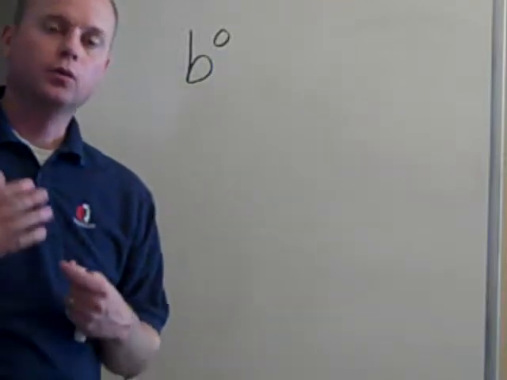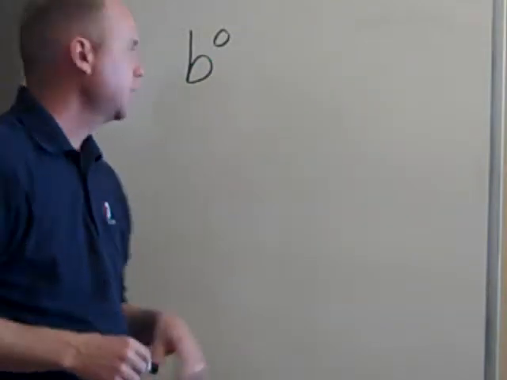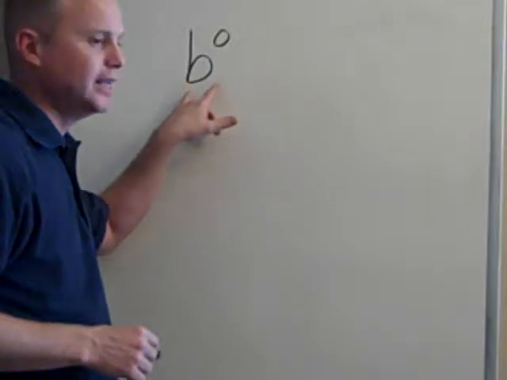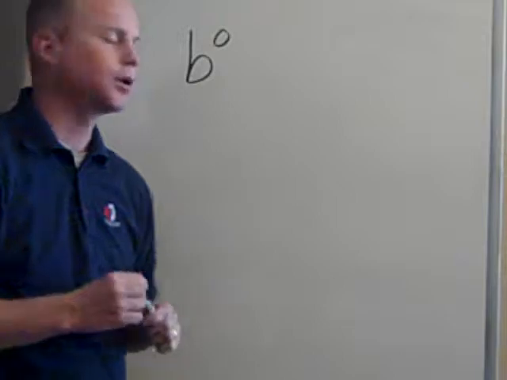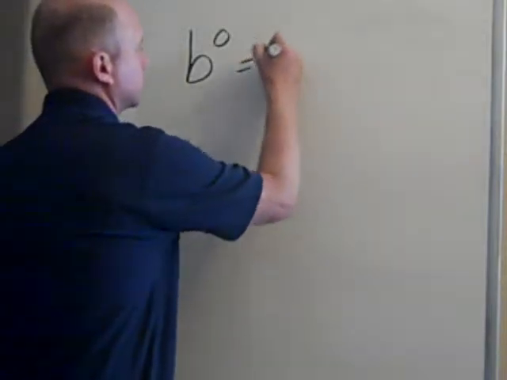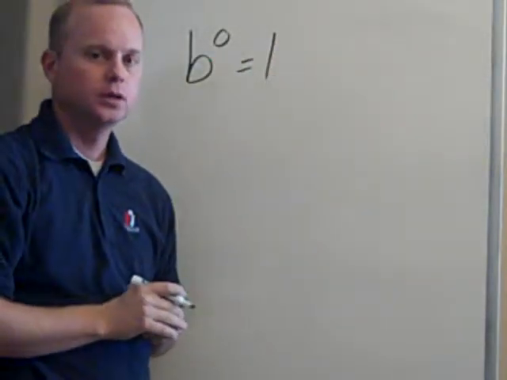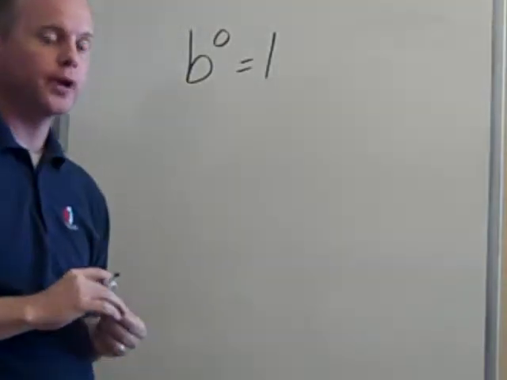Okay, today we're working with our rules of exponents. And an important rule of exponents is that anything raised to the 0 power always equals 1. Always equals 1. Okay, so we're going to be working with that rule quite a bit right now.